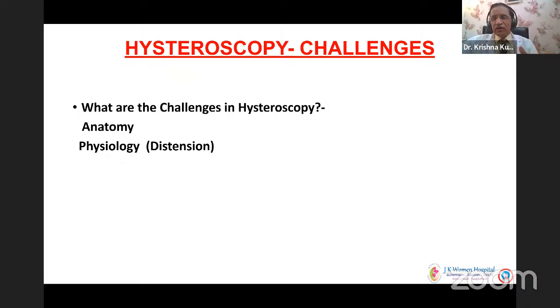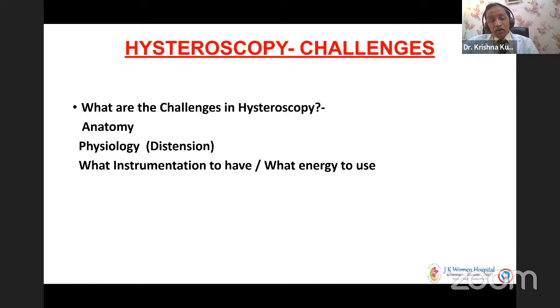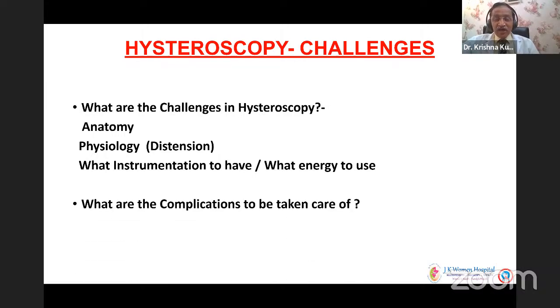The traditional challenge I wanted is, of course, the distension, which we all know is the biggest challenge. In many of the conferences where I go, they ask how to distend the cavity and what the pressure is, and the whole complication of hysteroscopy is because of wrong distension. Now instrumentation has been evolving. What instruments to buy? What energy to use? These are some of the challenges, and what complications are to be taken care of?